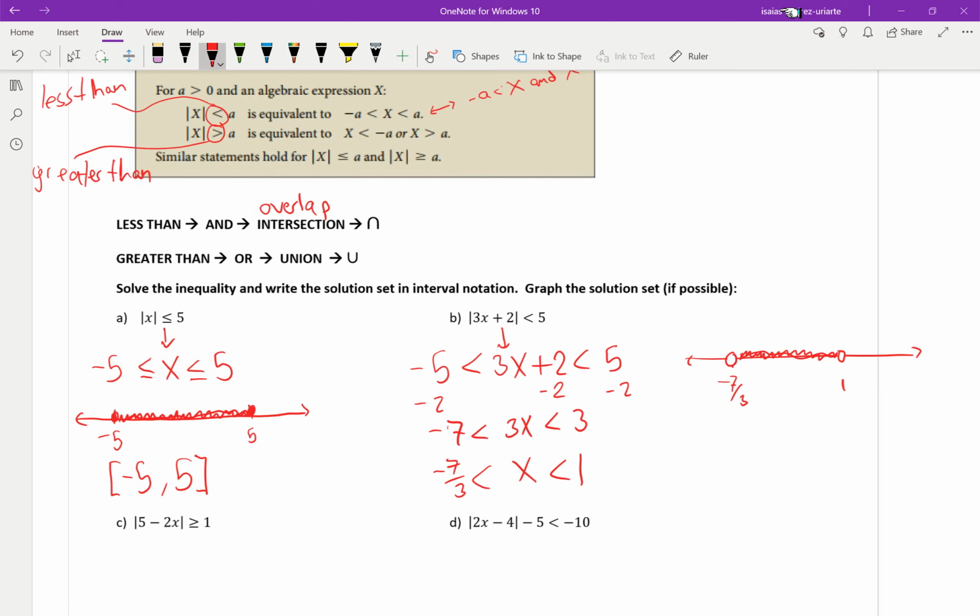And I put these little open circles to indicate that we're not including the endpoints. So then that means that whenever I change things to interval notation, that corresponds to a parentheses. Okay, so negative 7/3, 1. That's my answer.